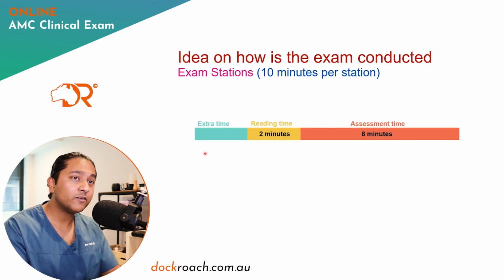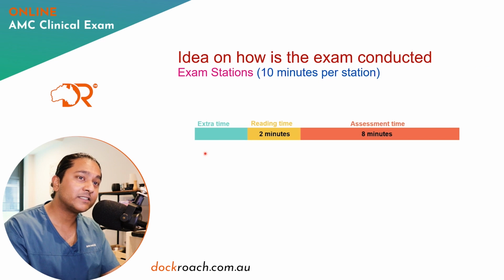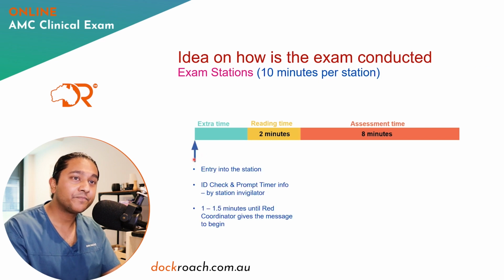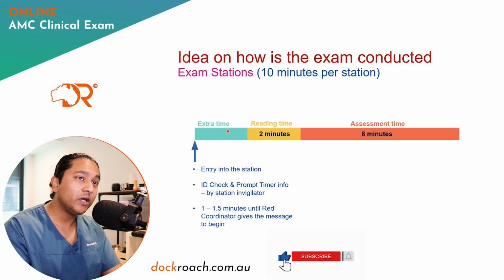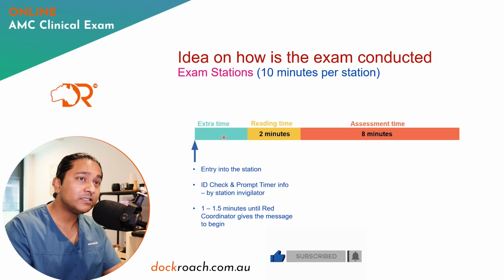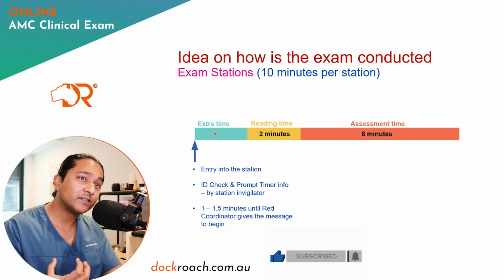Okay, in the beginning, when you just enter an exam station, you are here. You see this arrow here? So you have a little bit of extra time here. Okay, you can see this sort of light green or cyan color. This cyan color here is extra time.